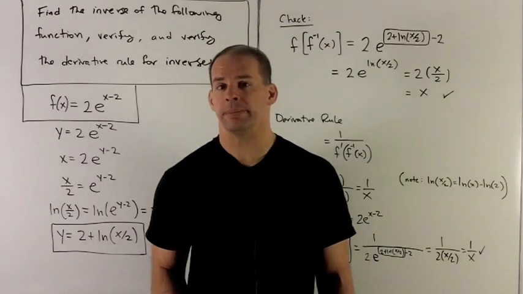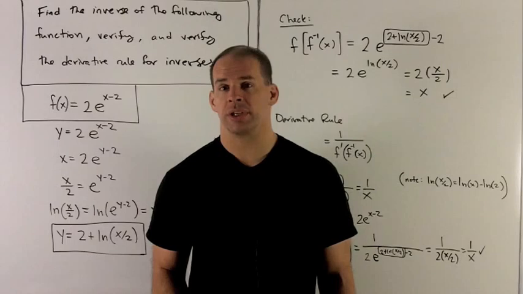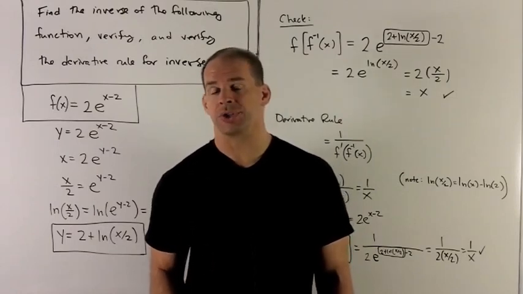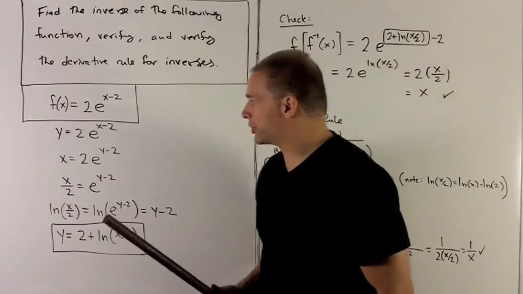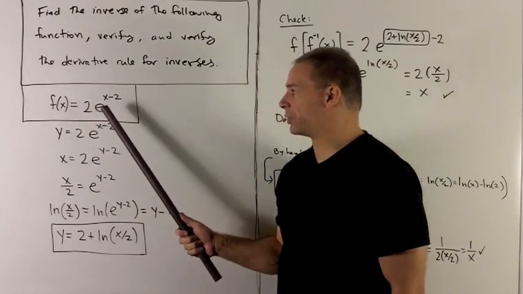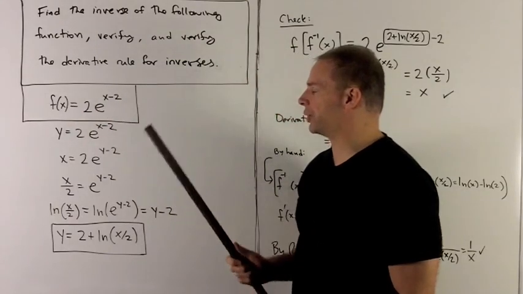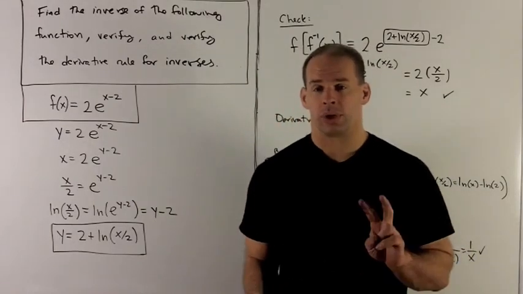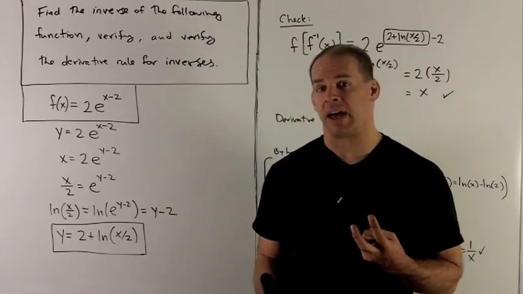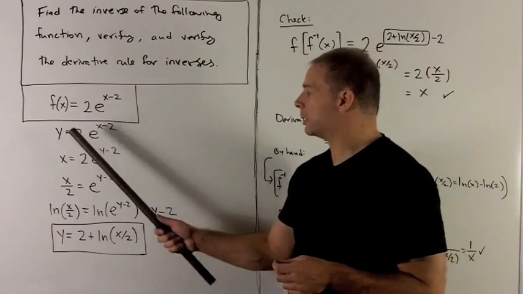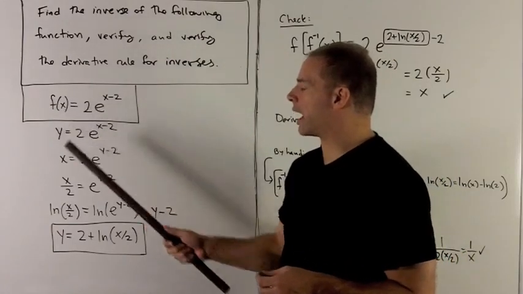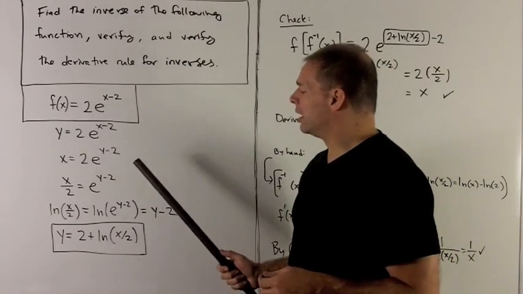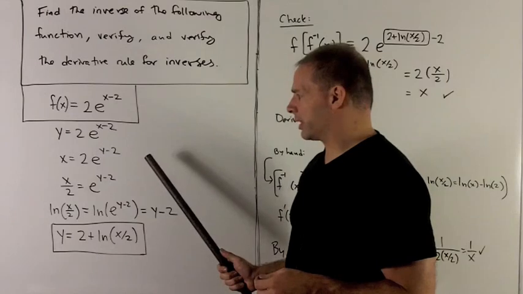For the following function, find its inverse, check that it's the inverse, and then check the rule for the derivative of an inverse. So our function is going to be f of x equals 2e^(x-2). If I want to find the inverse function of this, we're going to switch x and y and then solve for y. Okay, so I'll call f of x y. We switch, and then we could just start pushing things through.